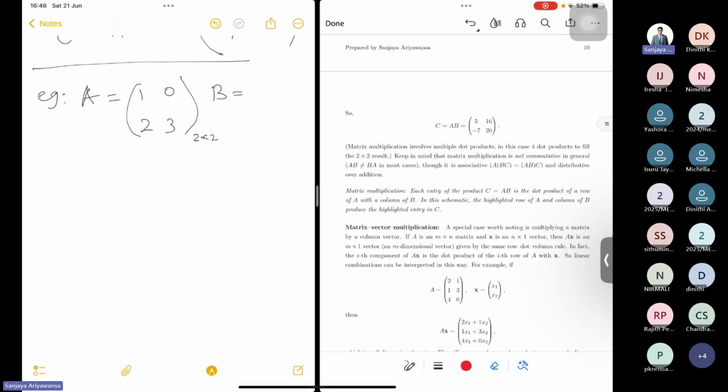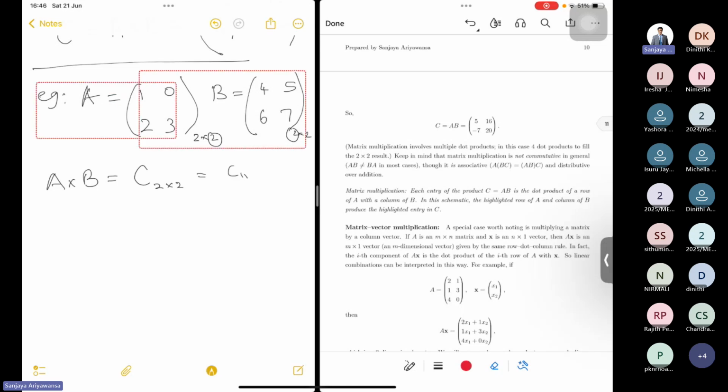So these are 2 by 2 matrices. B is 4, 5, 6, 7, so it's also a 2 by 2 matrix. So you know that the number of columns in A and the number of rows in B are the same, so you can calculate A times B. Let's take it as a matrix C, which has to be a 2 by 2 matrix: C11, C12, C21, C22, right?